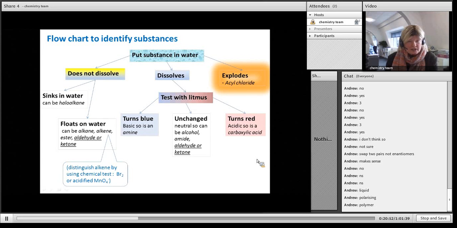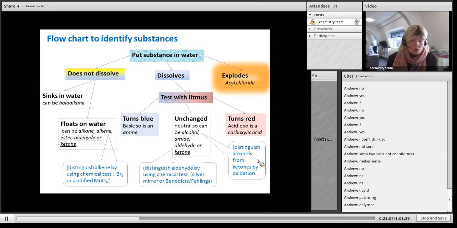So it could be an alcohol, it could be an amide, it could be an aldehyde or ketone. And we do have chemical tests to distinguish that, which we'll do later. So it's oxidation, or we use what we call the silver mirror test, or the Benedict's or the Fehling's test. But I'll do those later. But that's a good slide to remember, because there's generally some sort of question that will use those properties that come up in the exam.